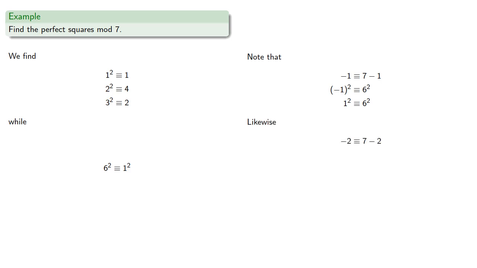Likewise, negative 2 is congruent to 7 minus 2, and so that means negative 2 squared is congruent to 5 squared. But negative 2 squared is also 2 squared, and so 2 squared and 5 squared are congruent. And likewise, 3 squared and 4 squared are congruent. So the squares of 4, 5, and 6 don't introduce any new values.